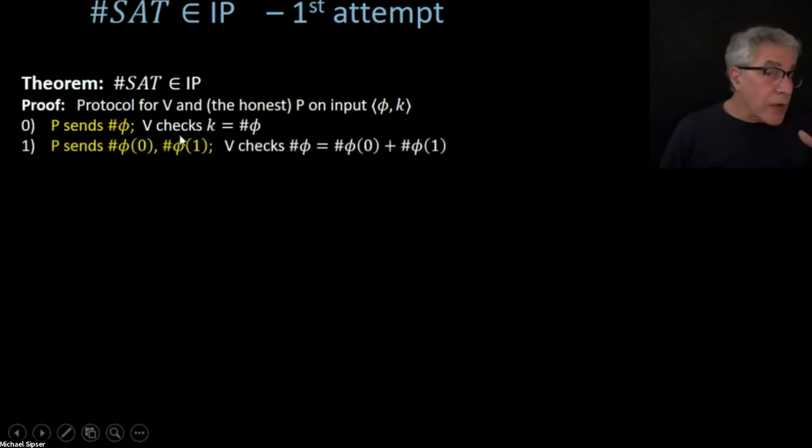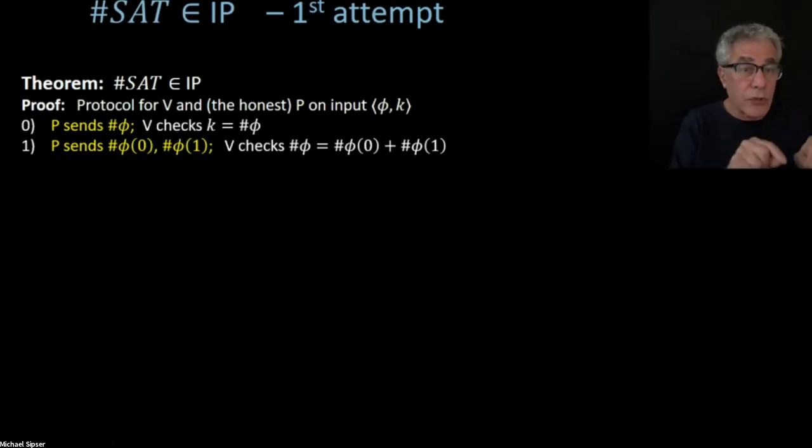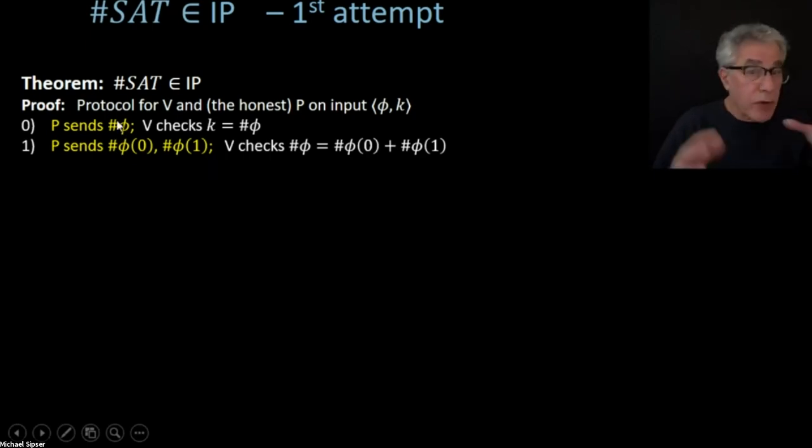Now the verifier says, well, I want to be convinced that your claim is correct. So the prover is going to justify that claim by saying, well, the total number of satisfying assignments is 100, because the number when I have x1 set to 0 is 60, and the number when I have x1 set to 1 is 40. And that adds up to 100, which is what you would need to have happen.